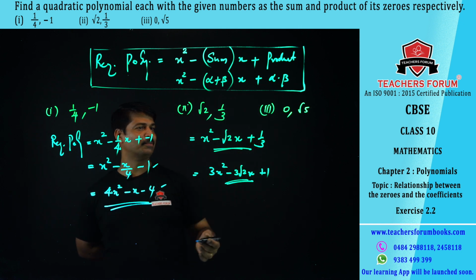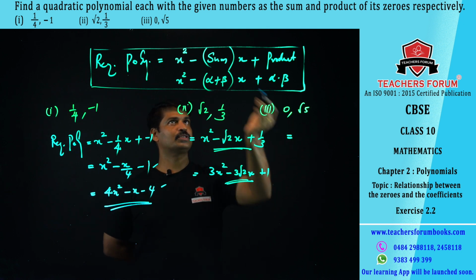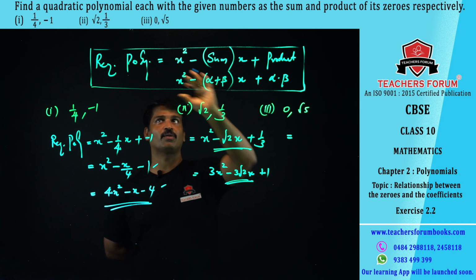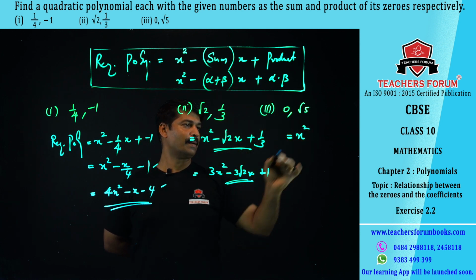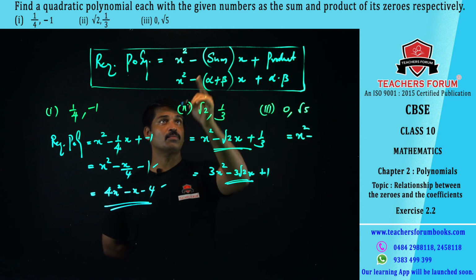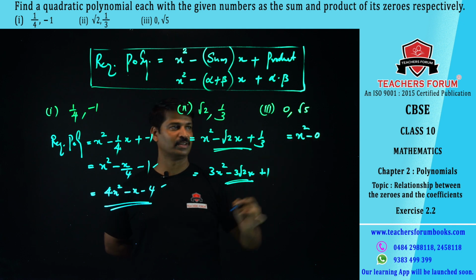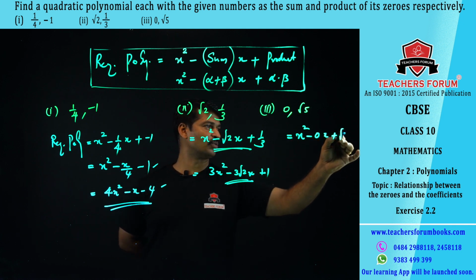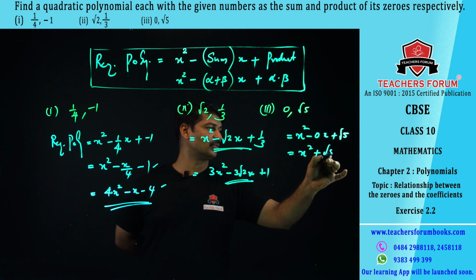Now can you tell me what will be the required polynomial in the third case? Just here, you substitute the sum and product in the given relation. Okay, so the required polynomial will be equal to x square minus sum of zeros. What is sum? Sum is here 0. It is given as 0 into x plus product. What is product? Product is root 5. So the required polynomial is x square plus root 5.